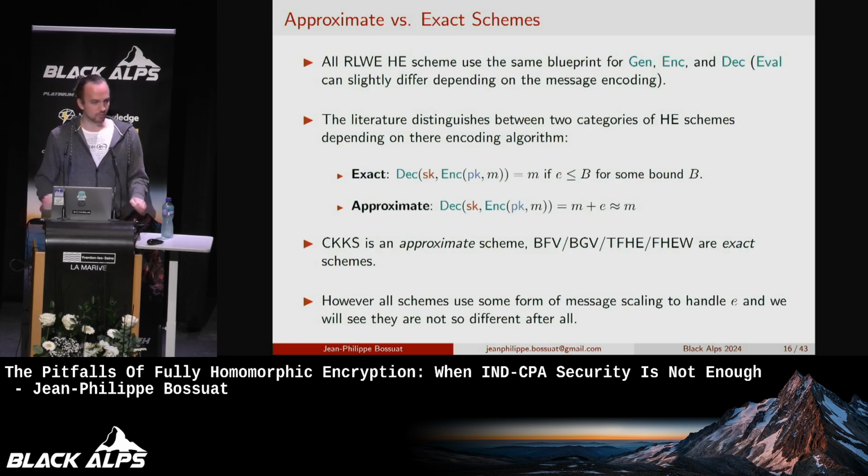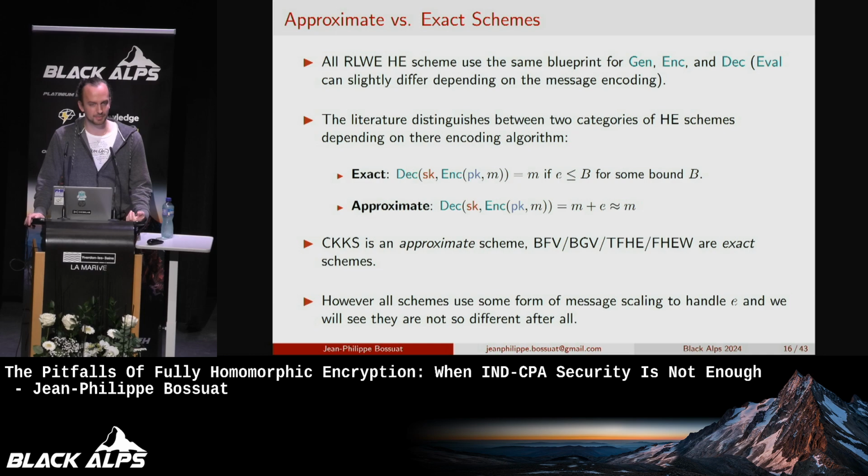I said all the schemes use the same blueprint for the encryption, the decryption, and the generation. The evaluation might change a little bit depending on how M is encoded, but it's not important. The literature usually distinguishes between two categories of schemes, depending on how the encoding algorithm works. You have the exact category, where if you encrypt and then decrypt, you retrieve exactly the message, as long as the error is below some bound.